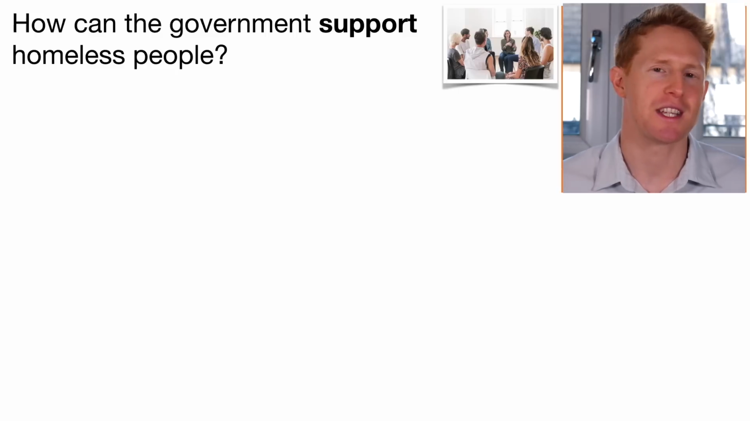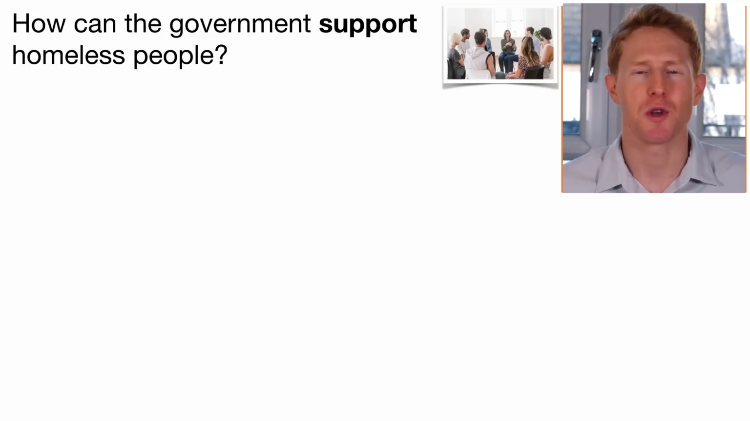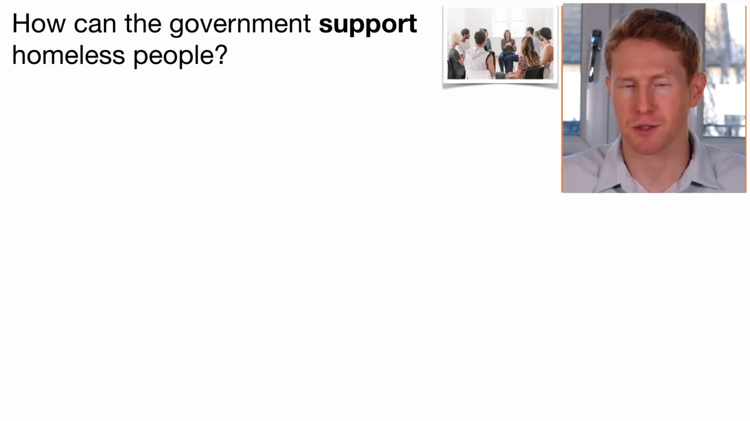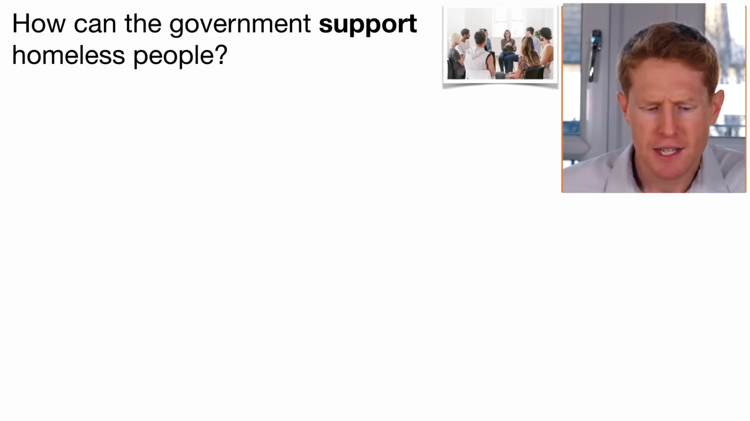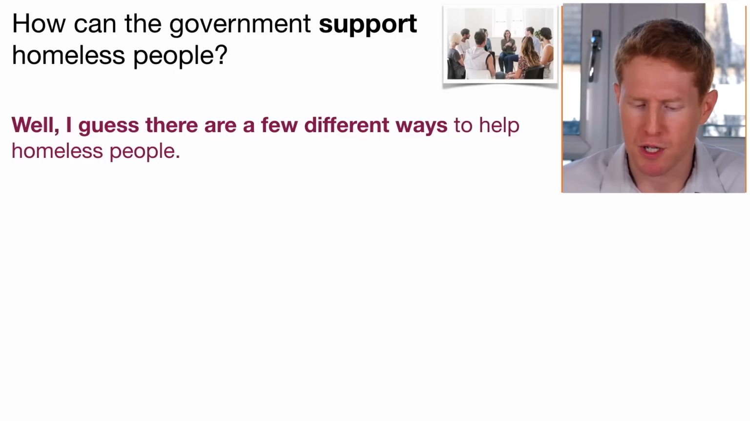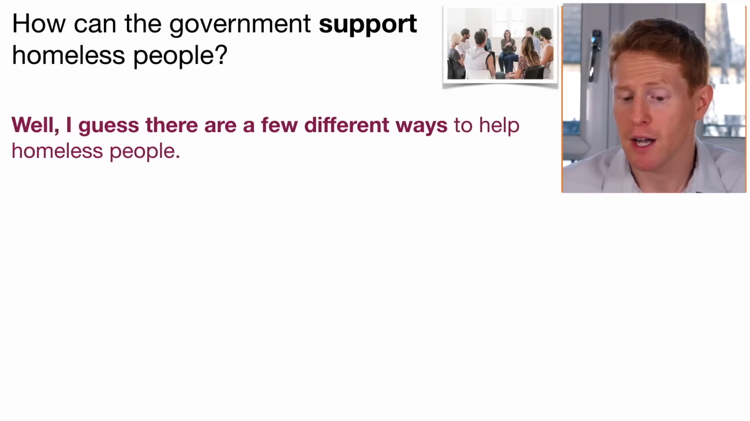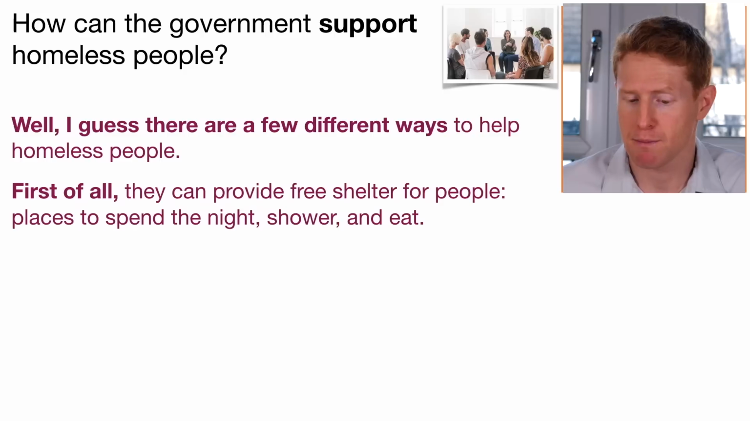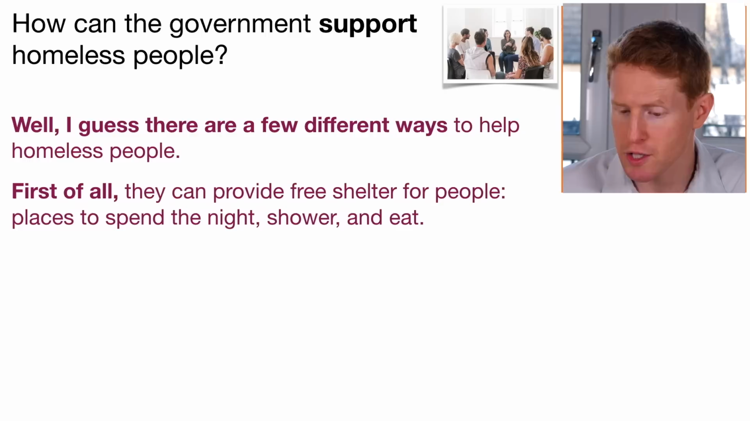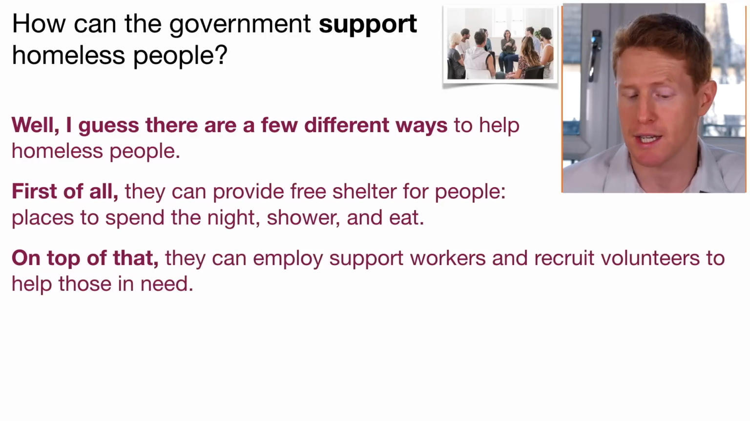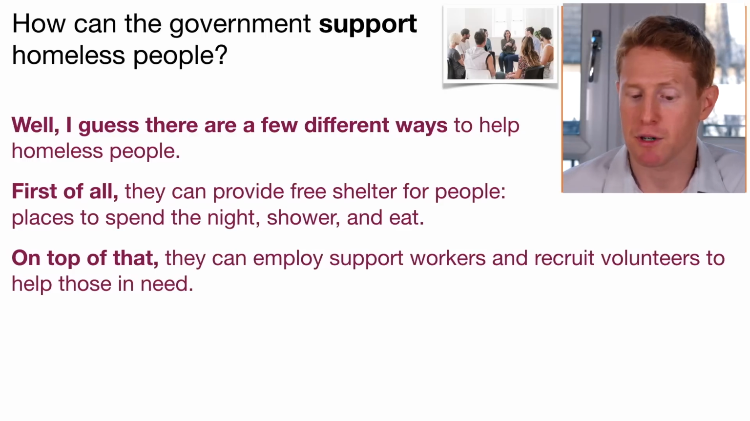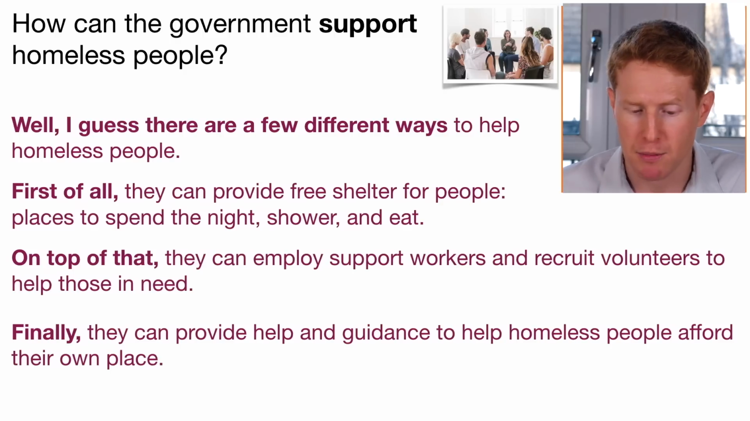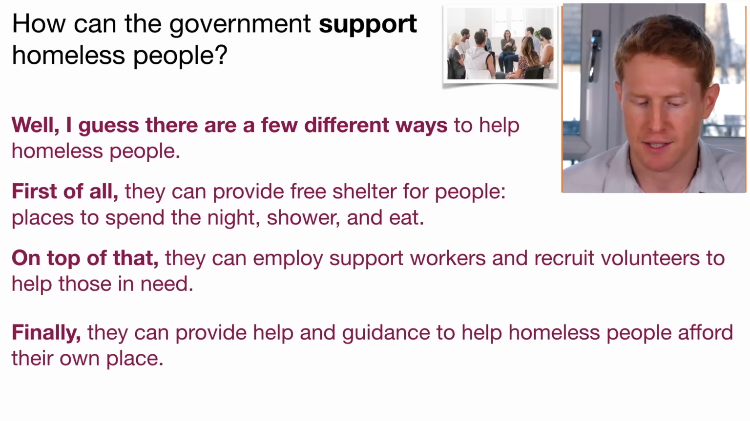Okay, so you could get this in the writing test in task 2, you could get this in the speaking test in part 3. Here's how I would answer. Well, I guess there are a few different ways to help homeless people. First of all, they can provide free shelter for people, places to spend the night, shower and eat. On top of that, they can employ support workers and recruit volunteers to help those in need. Finally, they can provide help and guidance to help homeless people afford their own place.